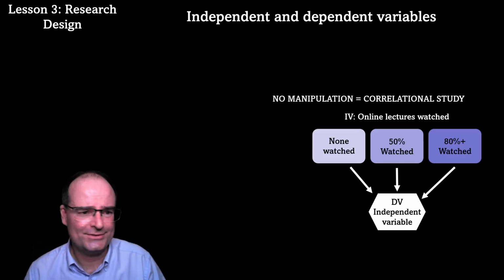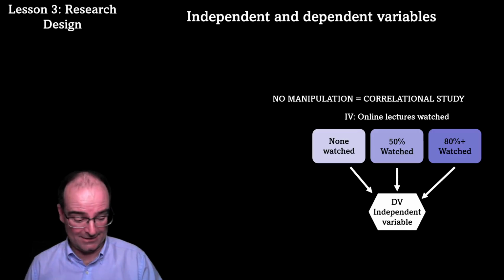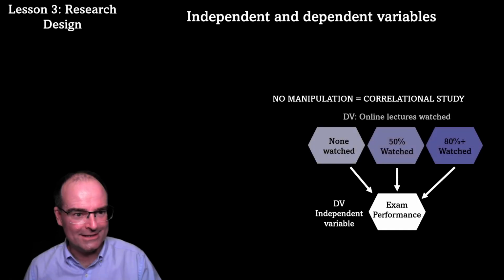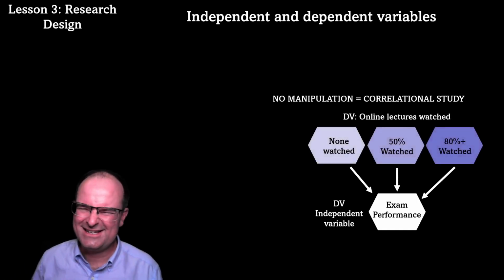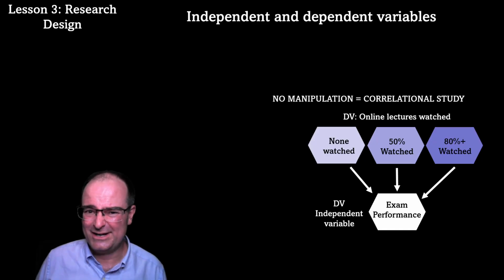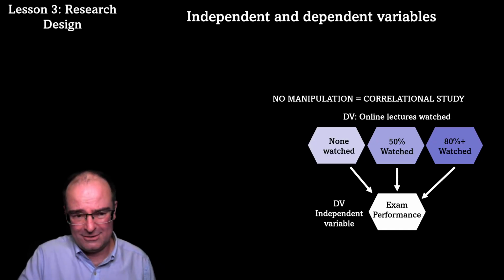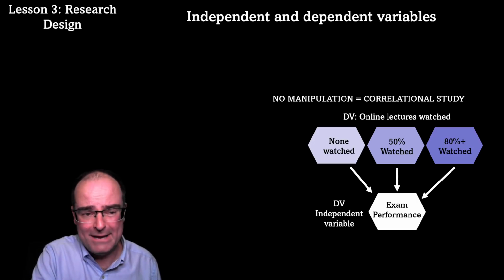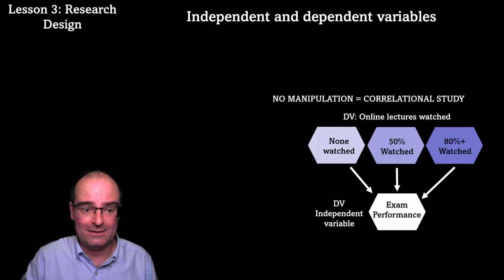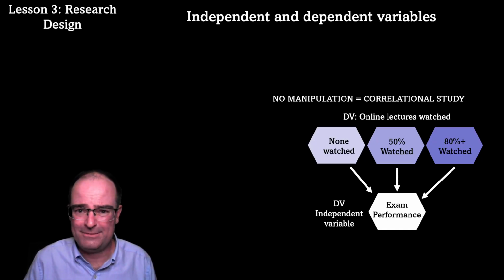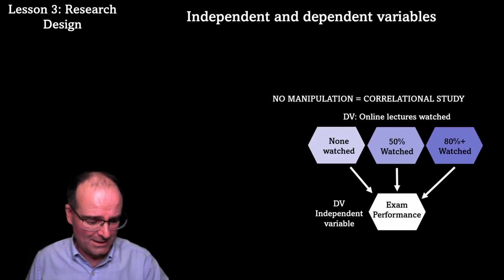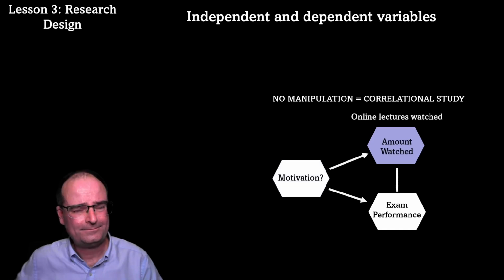It's a correlational study, okay? You're just measuring how much they've watched. In fact, do I change the shape? Yes, I change the shape because these are essentially dependent variables. And if you're just measuring them, you're relating, you're associating, you're correlating the amount of lectures watched with the ultimate dependent variable of exam performance. And that's a correlational study. There is no manipulation. There is no control.